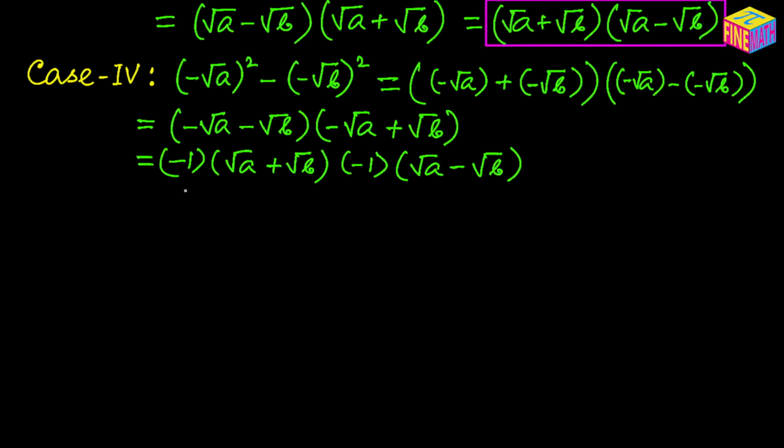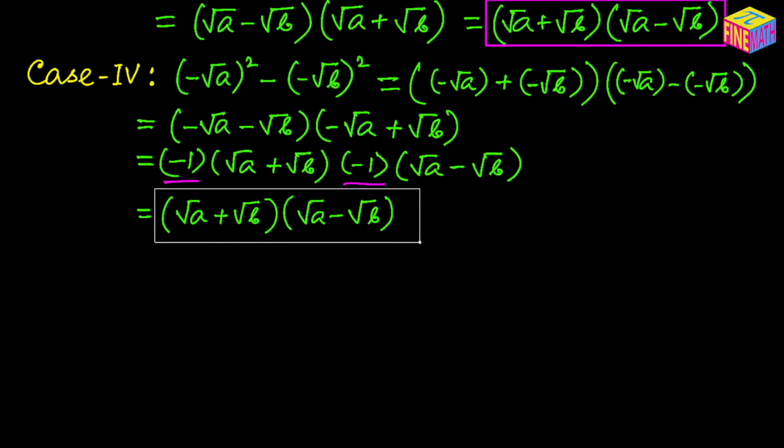And if we simplify a little further, think about it: there are two negative 1s, right? If we multiply them, that gives us positive 1. So I'm just going to ignore it, because positive 1 is as good as not writing it. I'm not going to write the positive 1 anymore. Then we are going to be left with square root of a plus square root of b times square root of a minus square root of b. And here again we got the same factor form.